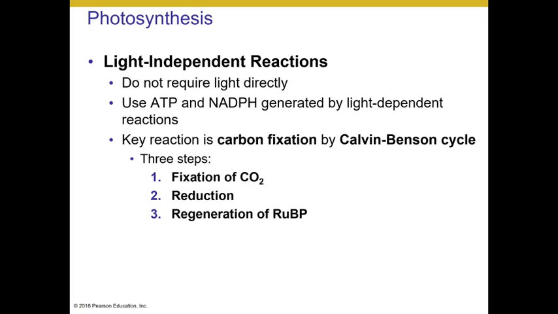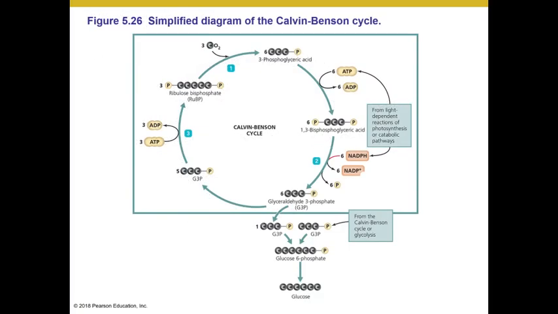Stage 3, regeneration, RuBP is remade so the cycle can continue. Analogy? It's like a bakery that uses the electricity stored earlier, ATP, to bake bread, glucose, all day. This simplified diagram shows CO2 coming in and glucose coming out, powered by ATP and NADPH. Remember, this is an anabolic pathway building large molecules from smaller ones.